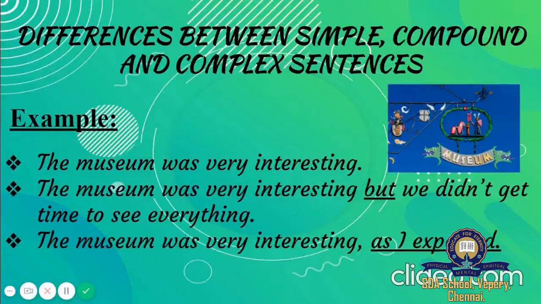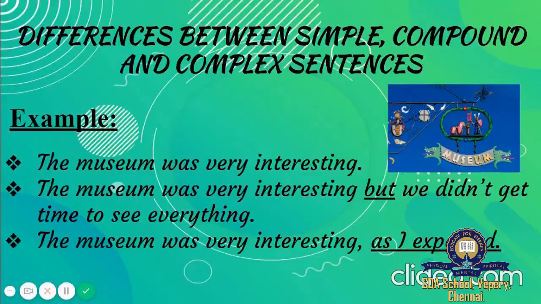Since it has two main clauses linked with the conjunction but. The museum was very interesting is the main clause. We didn't get time to see everything is also a main clause. Both the main clauses are linked with a coordinating conjunction, but.